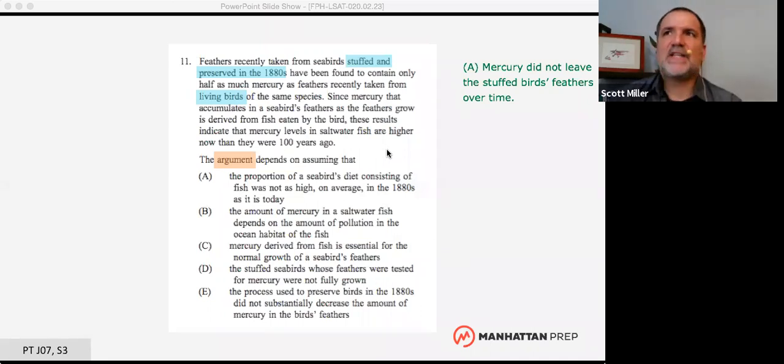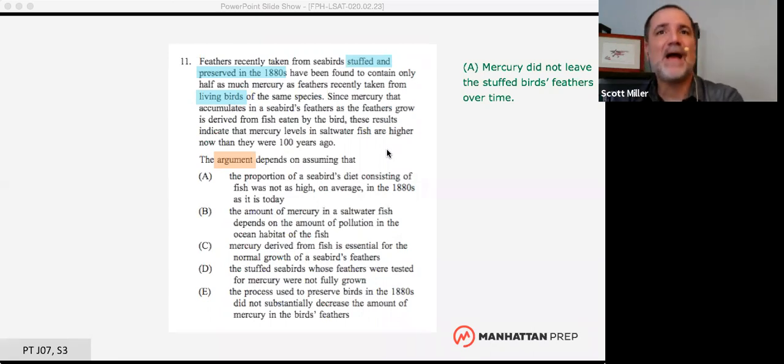This isn't a science question. That's one of the most important things to realize about this, because a lot of people will look at this and say, oh, I don't know about mercury. I don't know if that's possible. I don't know whether mercury leaves stuffed birds' feathers or not. I'm not a taxidermist. I'm not a biology major. I don't know how this works. You don't have to. And that's one of the really important things I tell people all the time.